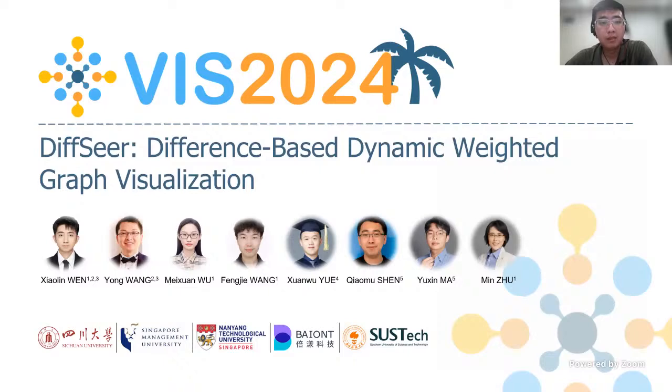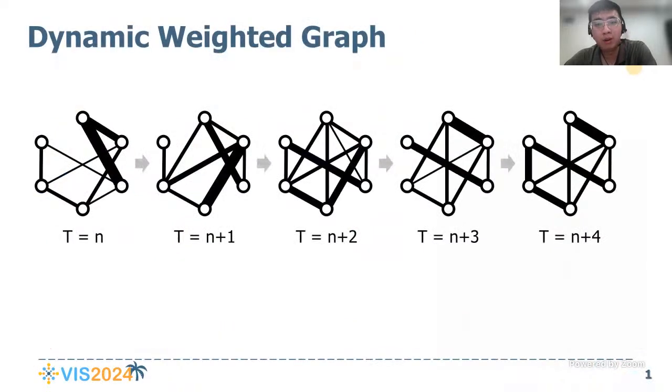So first, let's start from what is a dynamic weighted graph. A dynamic weighted graph is a weighted graph like this, and it can change over time. Like the edge weights will be different in different time slices. And this dynamic weighted graph can model the temporal evolution of relationships between entities in various applications, such as social network, financial network, or communication network, where the nodes are these entities and the changing edge weights indicate the dynamic relationships. It is crucial to visualize such dynamic weighted graphs to help users review the temporal evolution process.